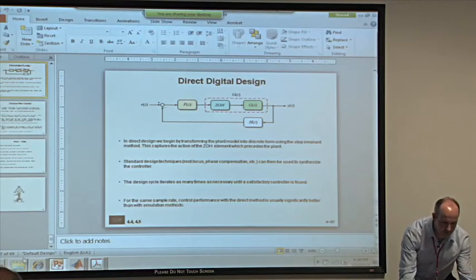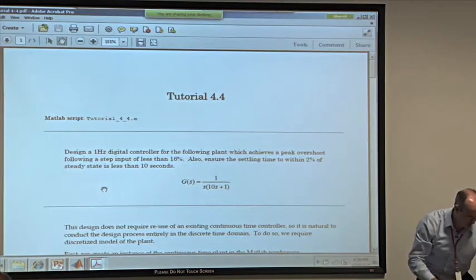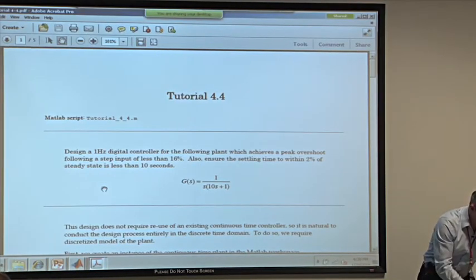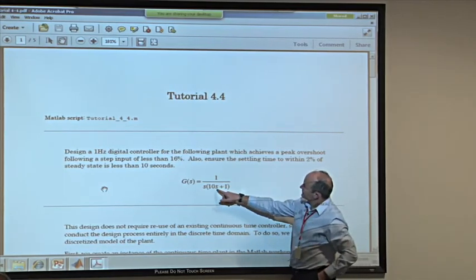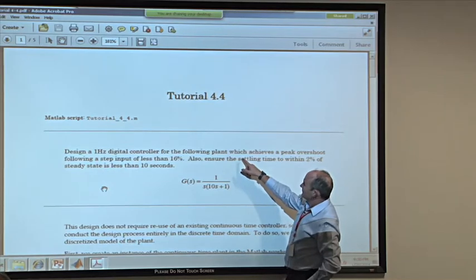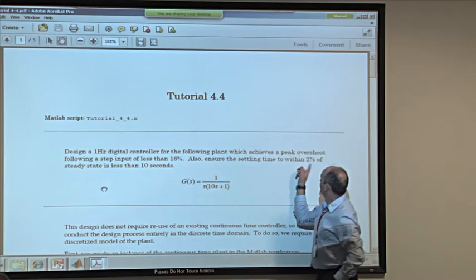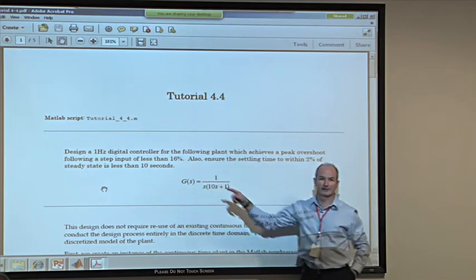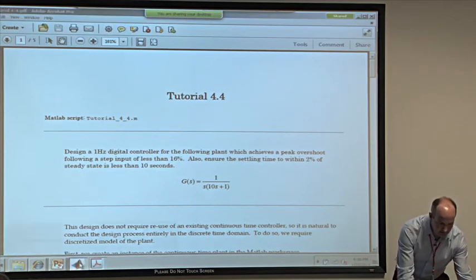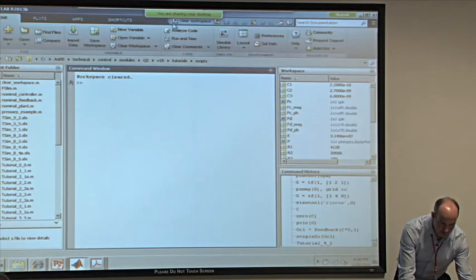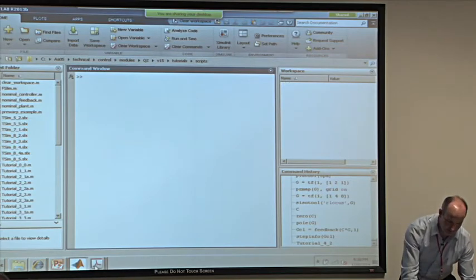This is the last tutorial that I shall apply today, and it's a relatively simple one. We've got a simple second order system, and we would like to achieve a response which has a peak overshoot of less than 16% and a settling time to within 2% of less than 10 seconds. So we need to do this using, I would suggest, the root locus method, because these response characteristics are expressed in terms of the transient response.